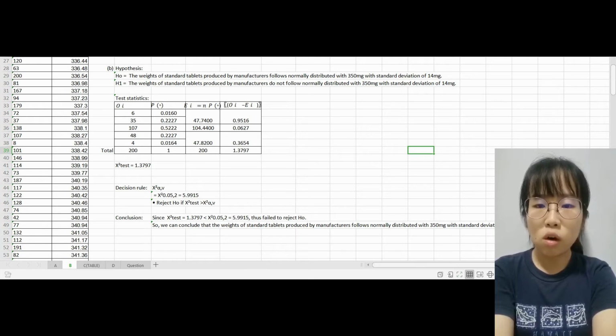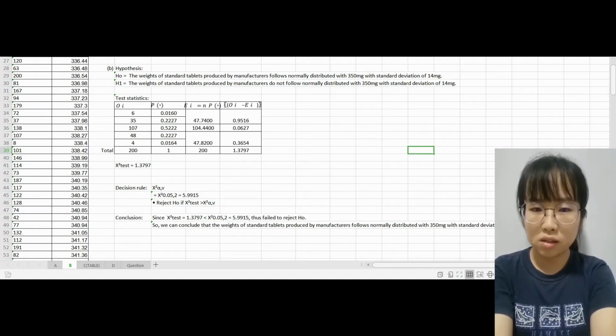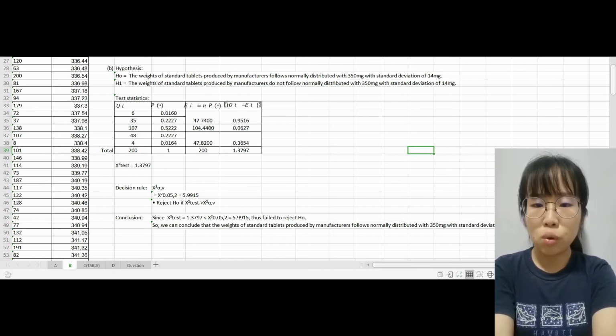We will then use the OI and EI to find the final value of (OI minus EI) squared divided by EI, which is also equal to the chi-squared test statistic. For the decision rule, we set alpha as 0.05 while the degree of freedom v is equal to 2. From the chi-squared distribution in the statistical table, we can find that chi-squared 0.05, 2 is equal to 5.9915. Thus, we will reject H0 if chi-squared test is greater than the critical value.